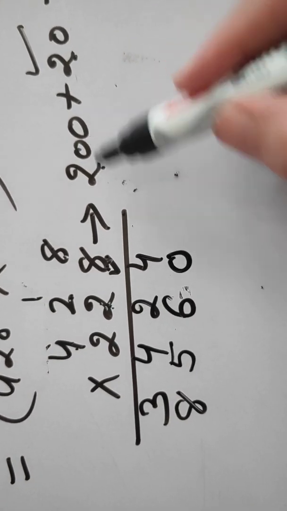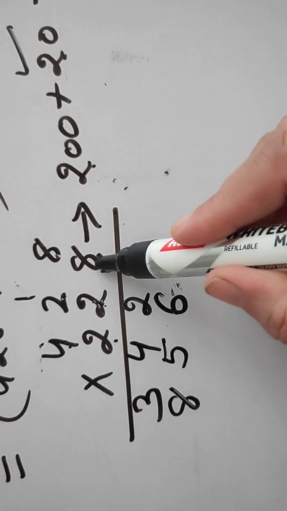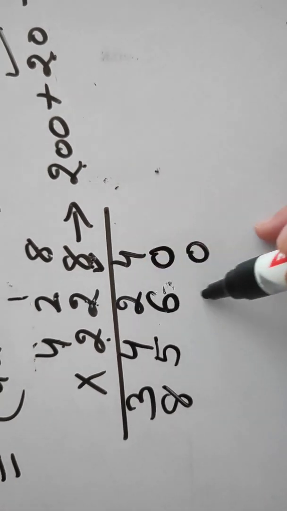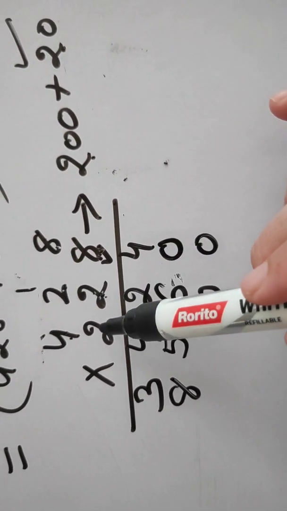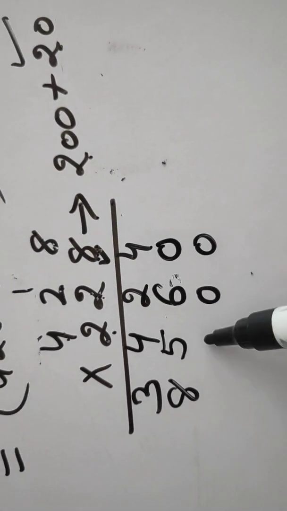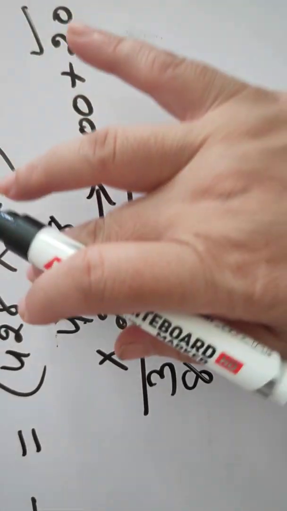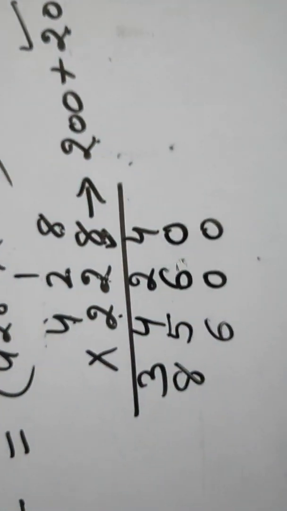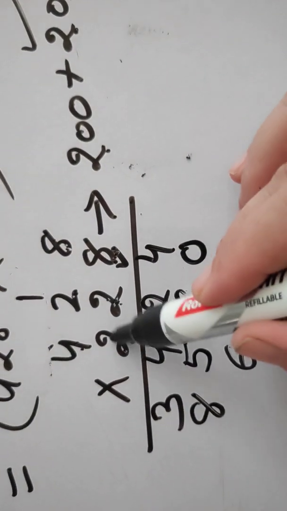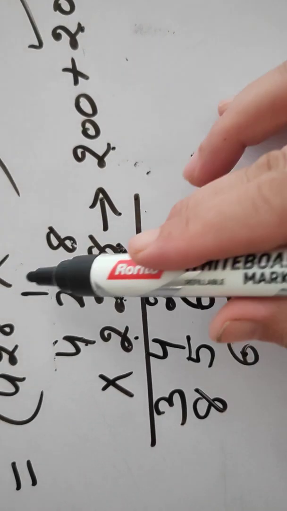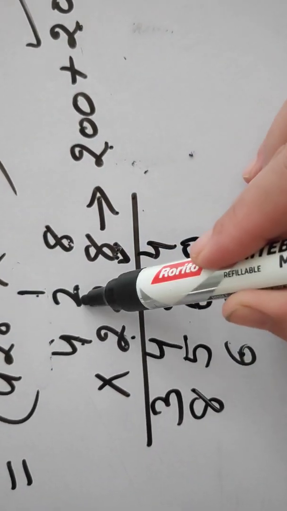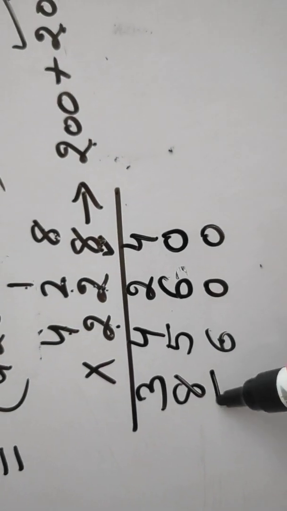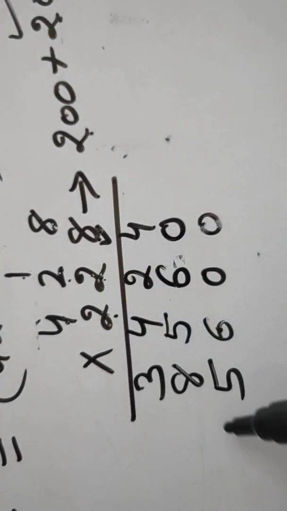Now we have to multiply by 200. So at the ones place 0, tens place also 0, and start multiplication. 2 8s are 16, 6 here. New carry I will write here, 1 carry. 2 8s are 16, 6 here, 1 goes as a carry. Now 2 2s are 4 and 1 is 5, 2 4s are 8.